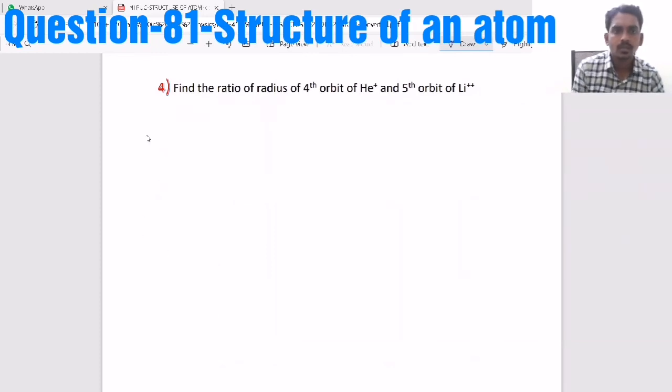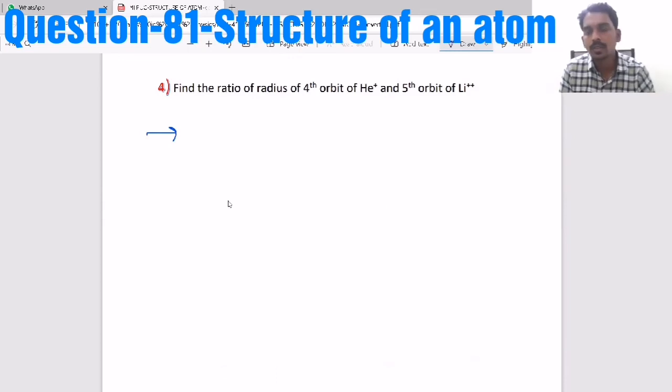Now here, find the ratio of radius of 4th orbit of helium plus and 5th orbit of lithium plus plus. See, actually, the equations whatever we derived are based on the fact that we consider the interaction of nucleus with only one electron. That's why the Bohr atomic model is applicable to only single electron atoms or ions only. That's why helium plus, lithium plus plus.